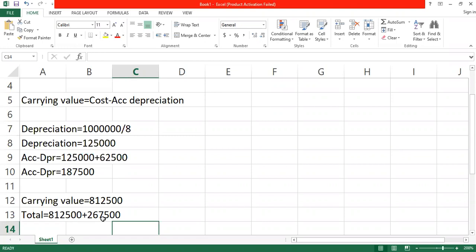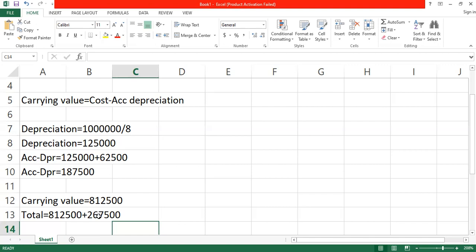It means that you have used the asset for 1.5 years before doing the extension. So you have to add the extension cost to the value of the asset as at the date of the extension. That is why you have to find the depreciation for 1.5 years and take it from your initial cost of the assets. That's why we have the 812,500. That is the carrying value as at the date of the extension.